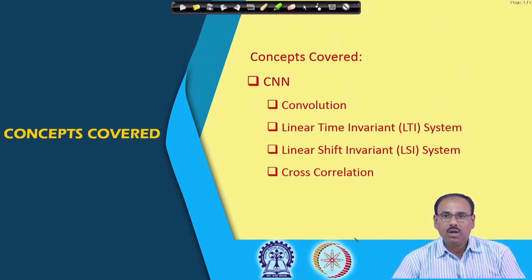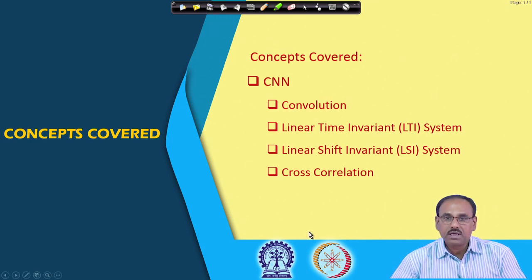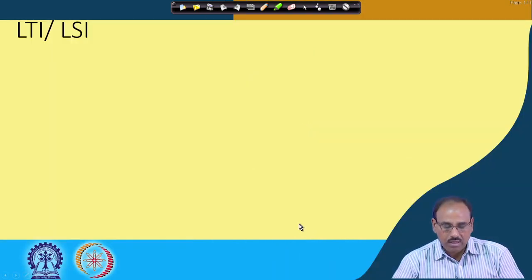And then we will also discuss a very similar concept which is known as cross correlation, and we will also try to highlight what is the difference between a convolution operation and a cross correlation operation. So, let us first try to discuss what is convolution.